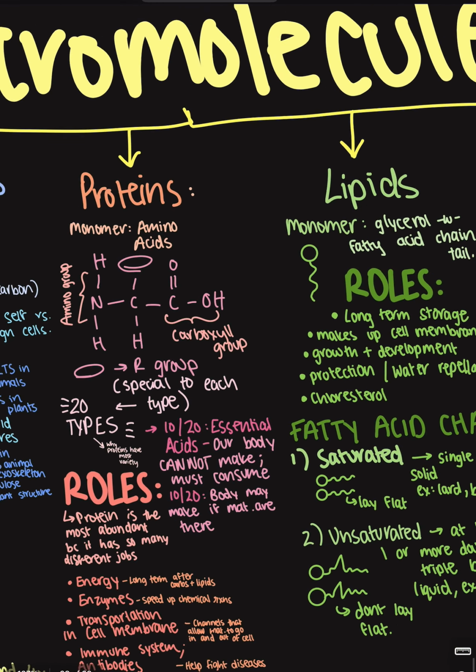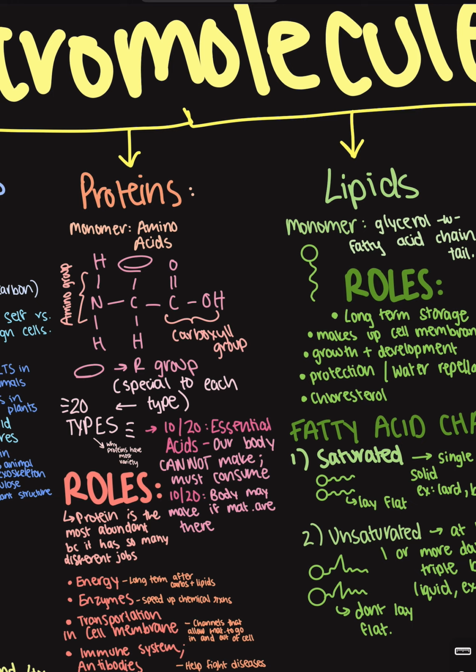The second macromolecule, proteins, has amino acids as its monomer. Amino acids are made up of a central carbon, an R group, which is the circle up here, a carboxyl group, which is a functional group, and an amino group, which is the nitrogen and the two hydrogens. The amino end is also known as the N-terminal, and the carboxyl end is also known as the C-terminal.